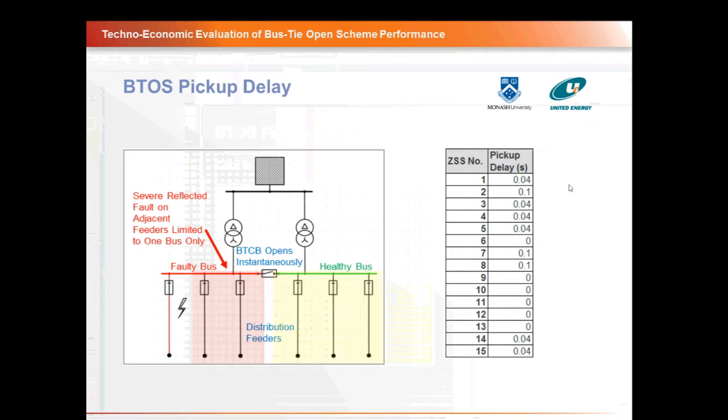So they are around 0.04 seconds and 0.1 seconds. I wasn't sure why this was the case, so I had to ask the secondary team at United Energy about what was going on, and they told me that these settings were in place to avoid a particular type of fault occurring, and I will explain this type of fault now.